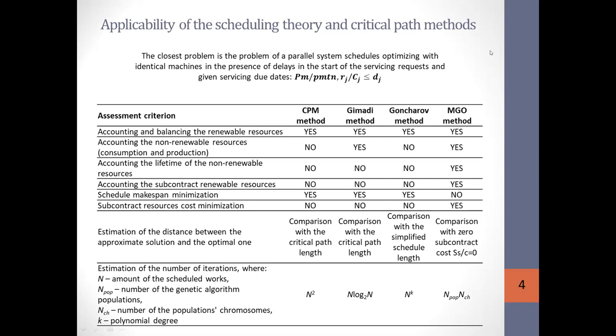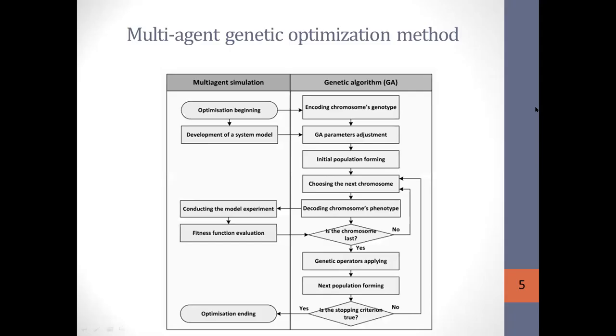The considered three methods, CPM, Gimma D, and Goncharov, basically do not consider the restrictions on the non-renewable resources. And if they do, for example, in the Gimma D algorithm, they do not take into account the resource lifetime. So we need additional methods for solving the considered scheduling problem. Namely, we use discrete event modeling in order to take into account the identified criteria. We propose multi-agent genetic optimization methods, or MGO methods. Based on the integration of simulation, multi-agent, and evolutionary modeling, we developed the MGO method, intended to solve the business process scheduling problem.